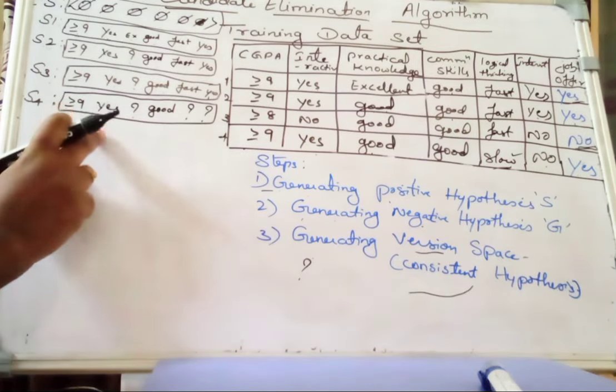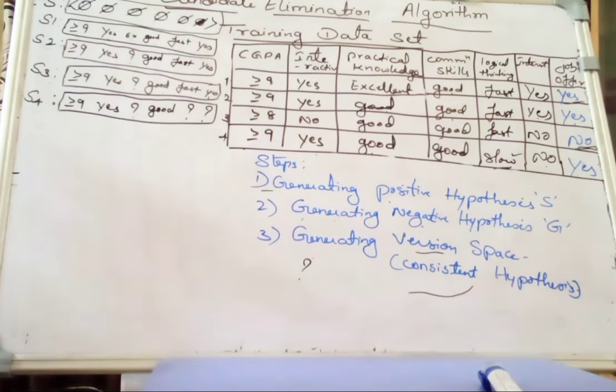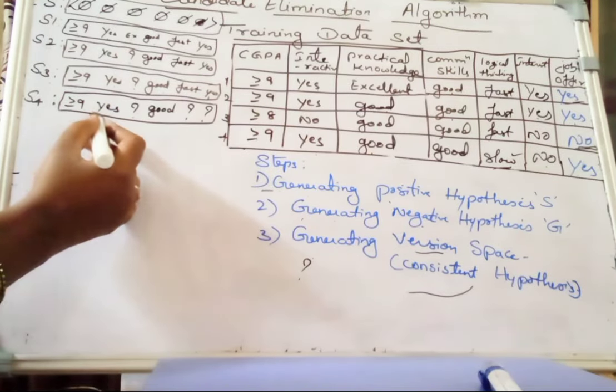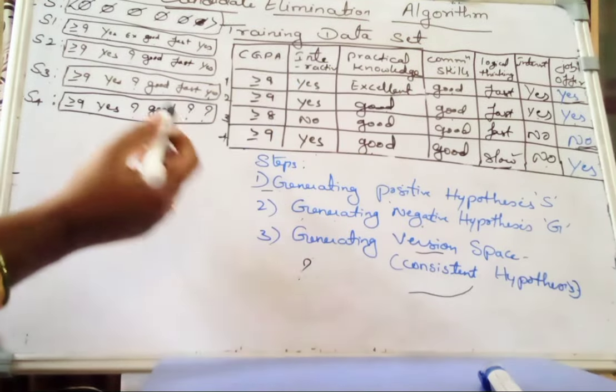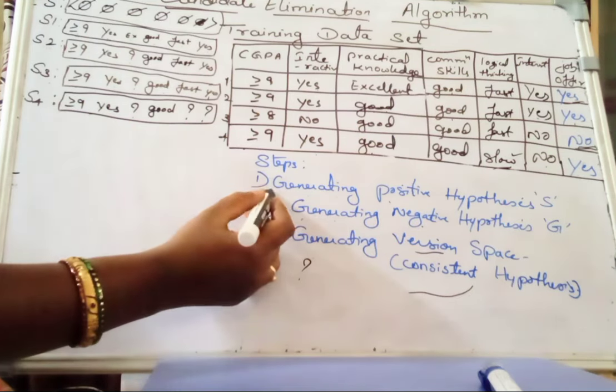Okay guys, so here, this S4 will satisfy all these 4 instances. You take any of the 4 and compare, and this generated hypothesis S4 will satisfy any of these training samples given. Yes means it will give yes, no means it will give no for this hypothesis. Okay guys, so this is one step we completed.